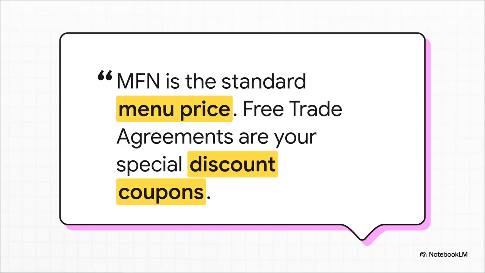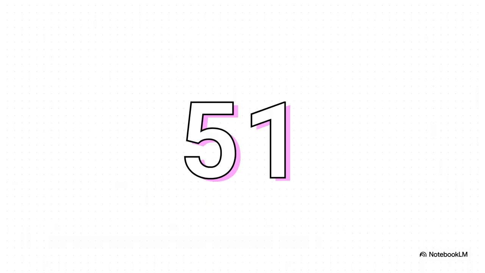And here is a fantastic way to think about this. If that MFN rate is the standard menu price, think of free trade agreements as your special discount coupons. They can seriously slash that price, and in a lot of cases, bring it all the way down to zero. So how many of these discount coupons does Canada actually have? Well, as of 2025, Canada has active free trade agreements with 51 different countries. 51! That is a huge opportunity for you as an importer to save a lot of money, as long as your goods qualify, of course.